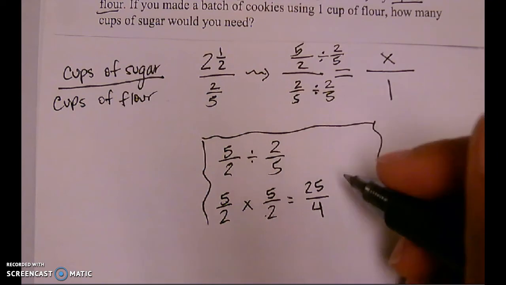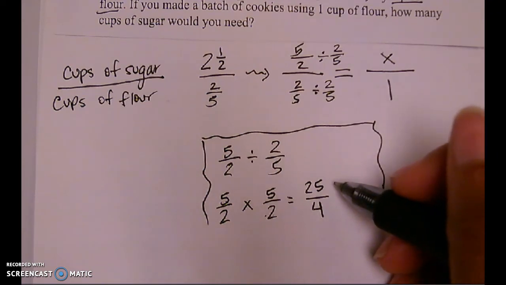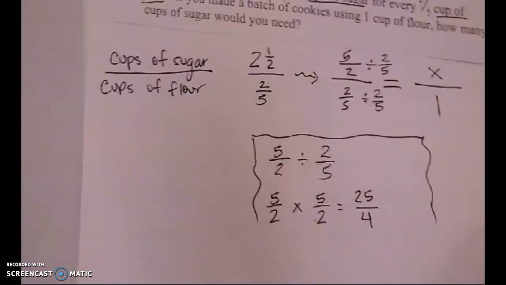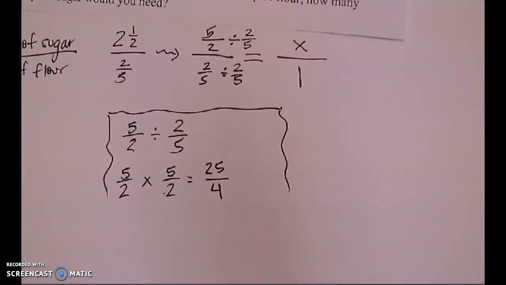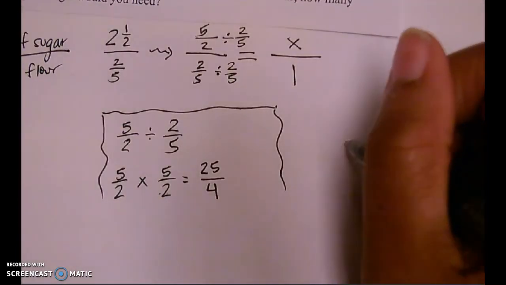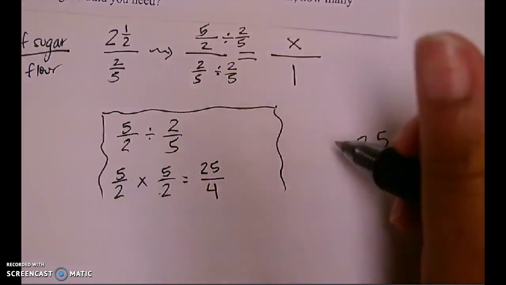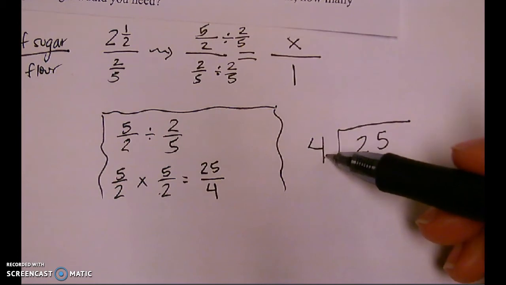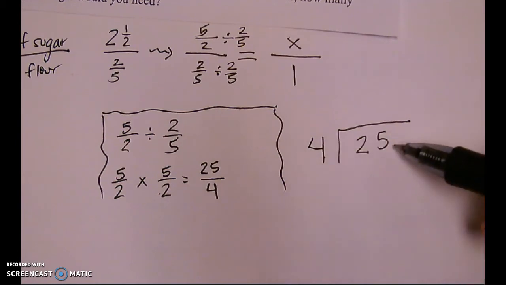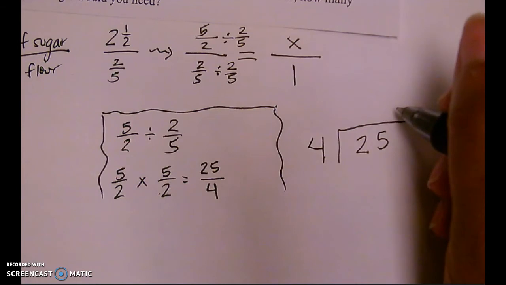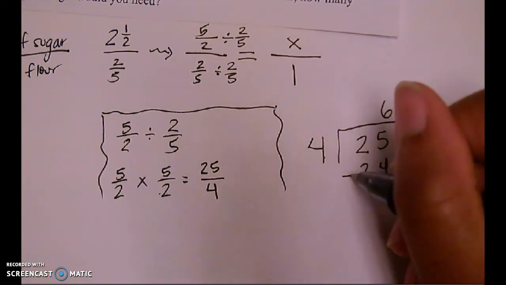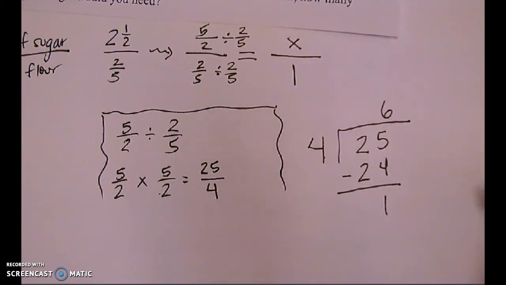Okay? Now, I can't just leave this like this. I need to represent it in fraction form. So I'm going to come down or to the side, and I'm going to divide 25 divided by 4. Now I'm going to ask myself, can 4 go into 2? No. But can 4 go into 25? Yes. How many times? It can go into that 6 times because 6 times 4 is 24. When I subtract that, I end up with 1.